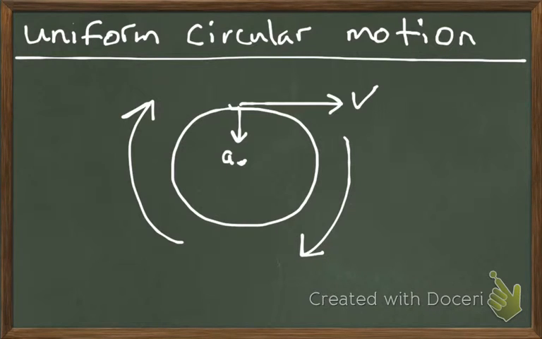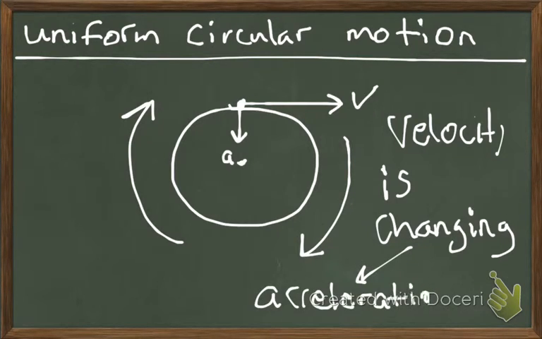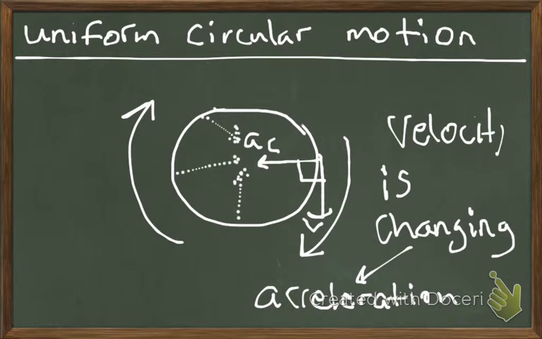If we look at another point along the edge of the circle, we're still accelerating towards the middle. The reason there's an acceleration here is that the velocity is changing. If the direction is changing, velocity is changing, so there has to be an acceleration. At every single point, doesn't matter where, we're always accelerating towards the middle of the circle.